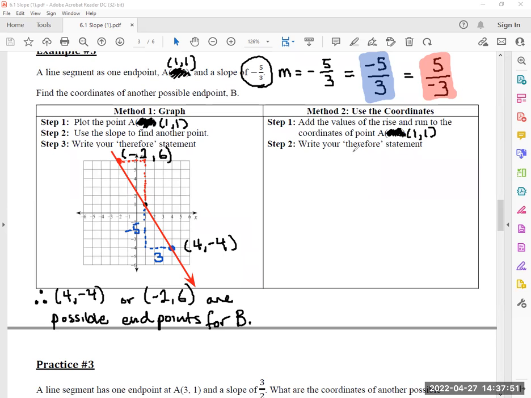What if I wanted not a graph? Can you use the coordinates and create a t-chart? Let's start with the point 1, 1.